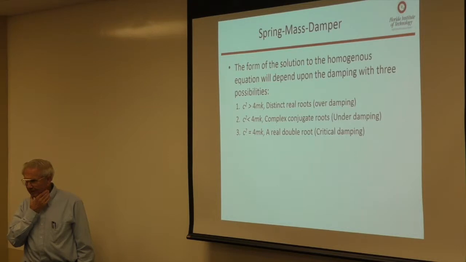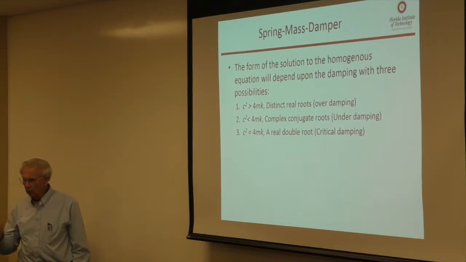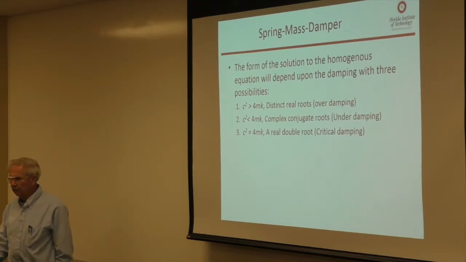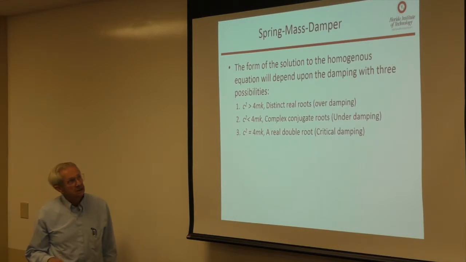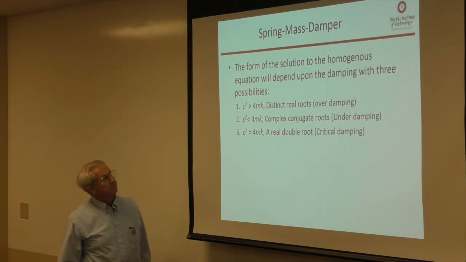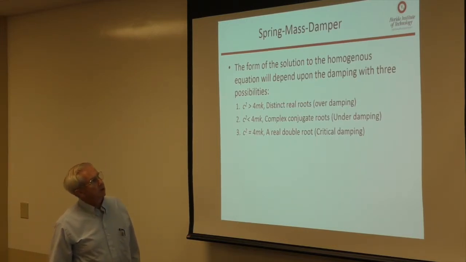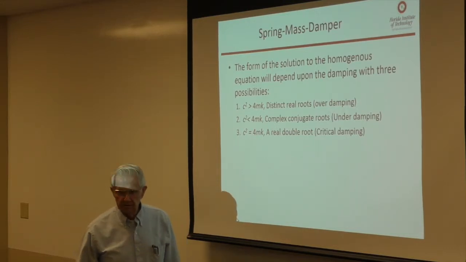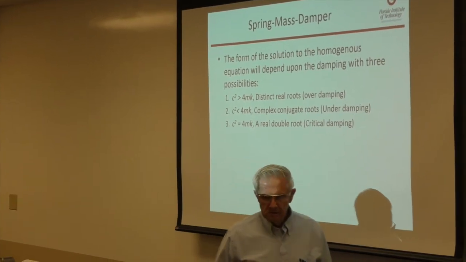And the form of the solution of the homogeneous equation will depend on the damping, with 3 possibilities. Okay, C squared greater than 4 times the mass times that constant. We have distinct real roots, i.e. over damping. Okay.